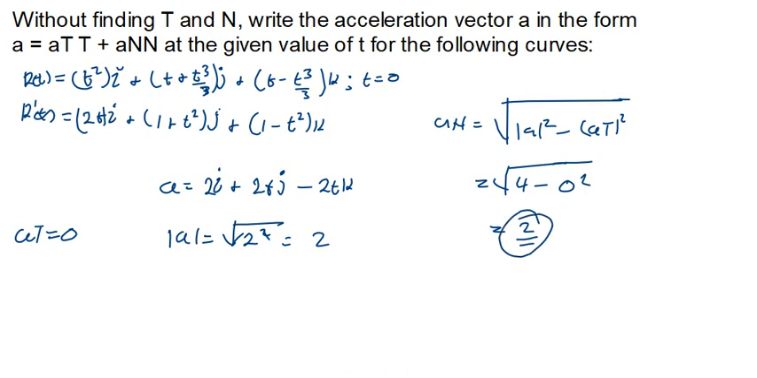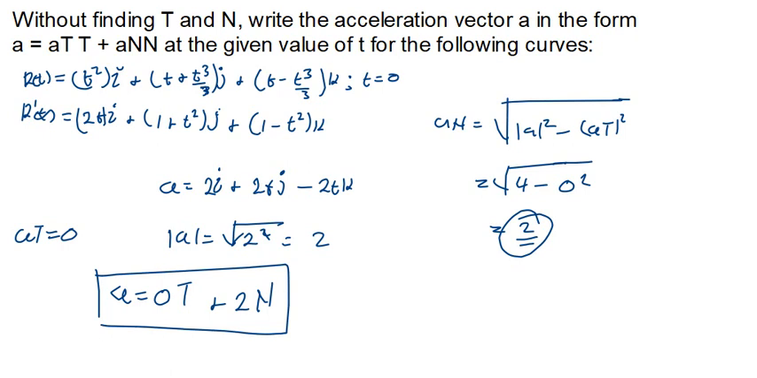So it basically means the expression that I'm looking for is my a equals my a_t, which I found is 0, times T, like that, plus my a_n, which I found is 2, multiplied by N there, and this is the expression of the acceleration that we are looking for. And that's simply how you go about answering that question.